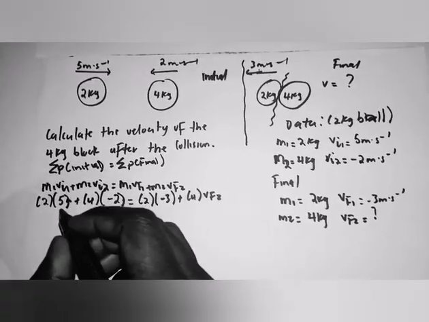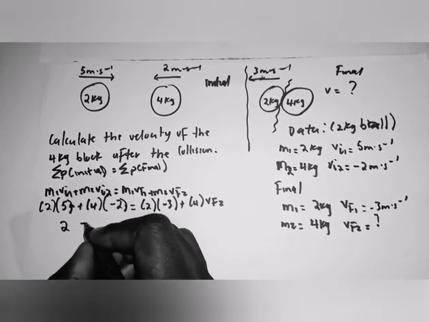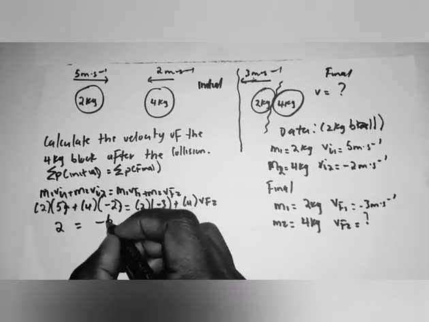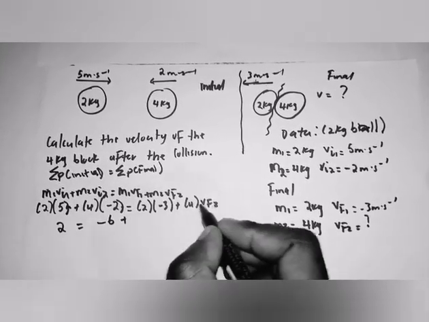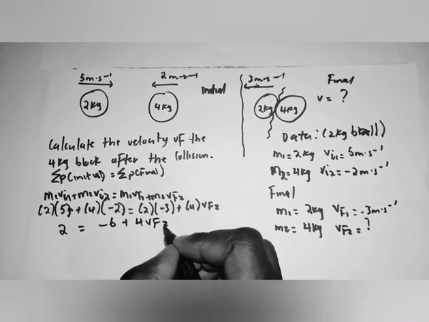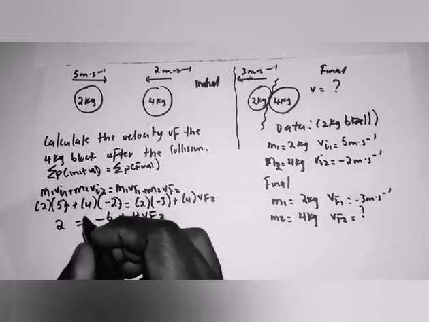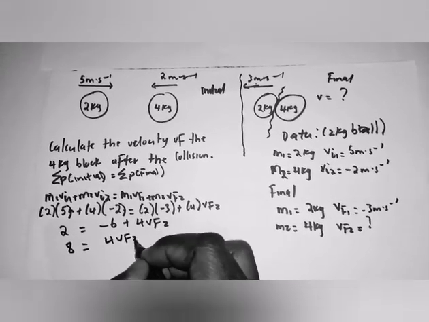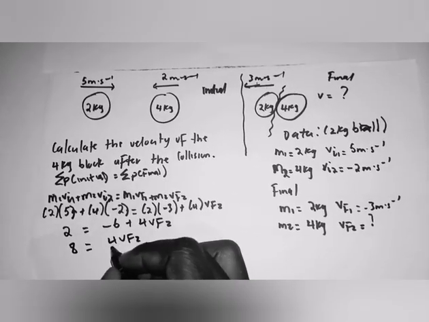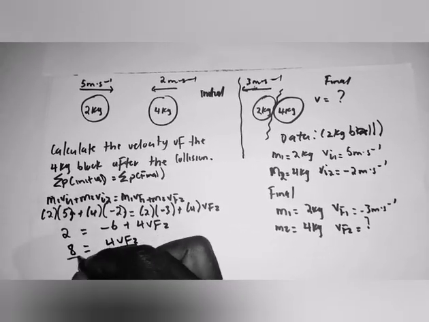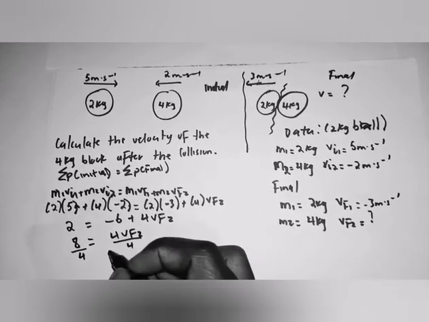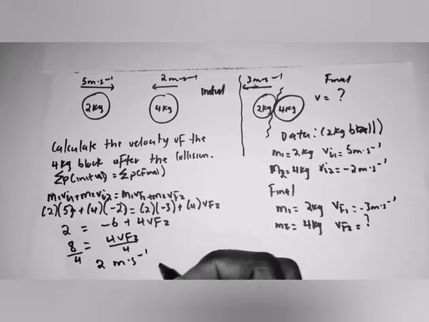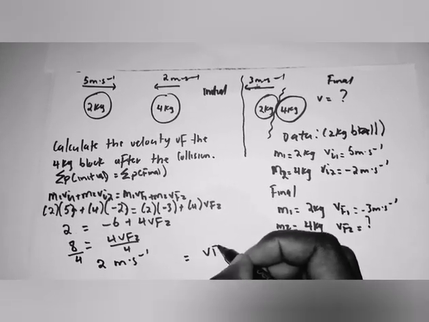Use your calculator, you will get 2 equal to, then on the right hand side you get negative 6 plus 4 vf2. Then you transpose the 6, so you will get 8 equal to 4 vf2. Then you divide both sides by 4. Then your answer will be 2 meters per second equal to vf2.